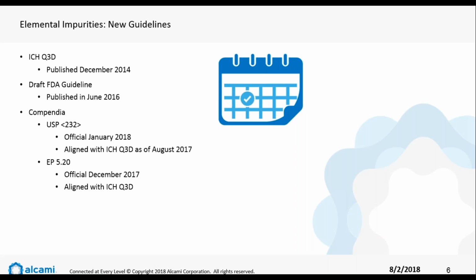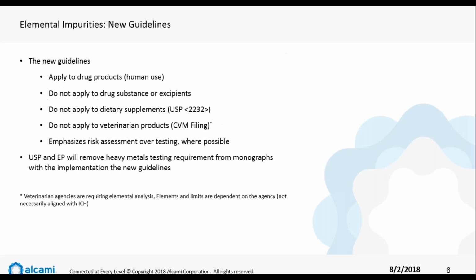I believe the only elemental testing that's been left in there apart from the 232 is if there are specific heavy metals or elemental impurities that are being watched by a different method or by the heavy metals method. Some of those have been left, but for the most part, the heavy metals test has been completely removed. And then in December of 2017, the EP also aligned with the ICH. So USP, EP, and ICH are all aligned on the elemental impurities regulation.